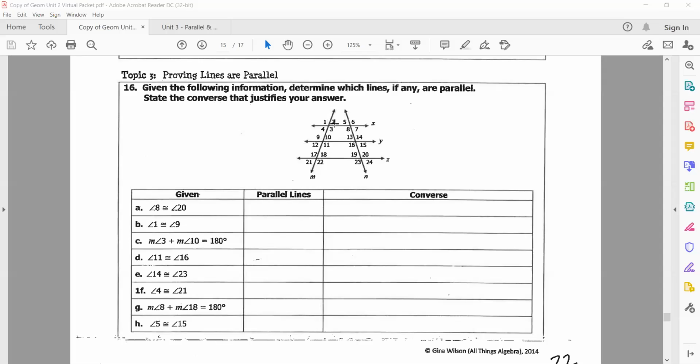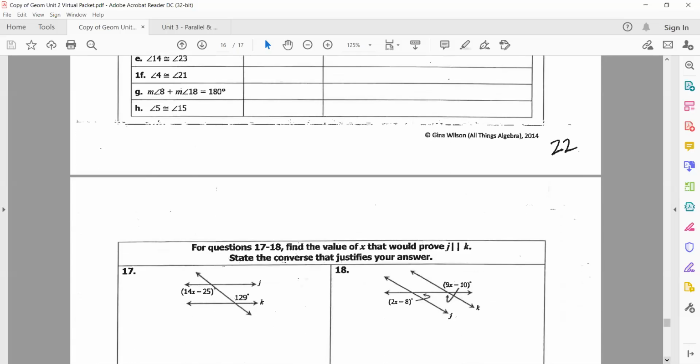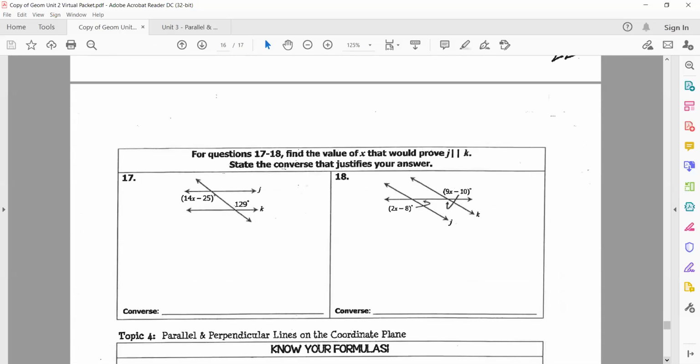Are angles 3 and 10 consecutive interior? Yes, they're on the same side of the transversal. Just follow that line down. Line M is the transversal. They're right next to each other on the same side, so they are consecutive. Again, it all goes back to those definitions. 17 and 18 are variations on the same theme.